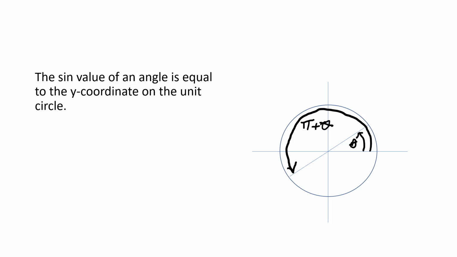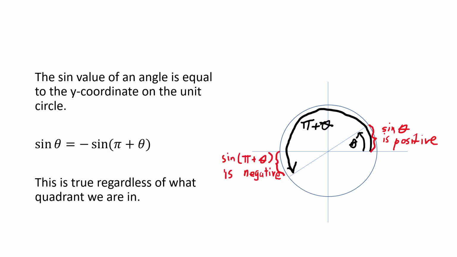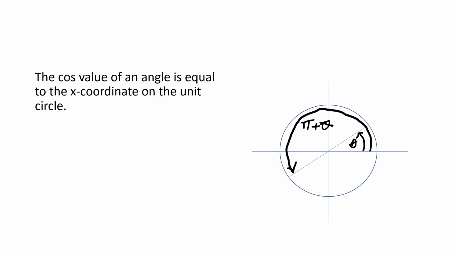Now, the sine value of an angle is equal to the y-coordinate. We can see, perhaps intuitively, that the length of this vertical arm is going to be equal to the length of this vertical arm, one of them being positive, one of them being negative. And so we can say that the sine of theta is equal to negative the sine of pi plus theta. And that'll be true regardless of what quadrant we're in.